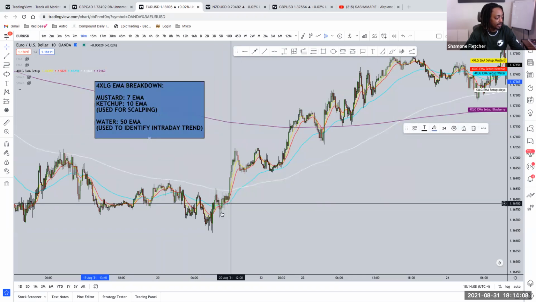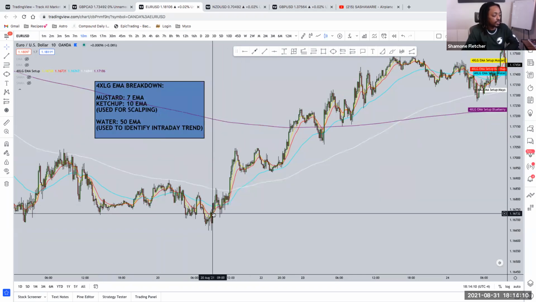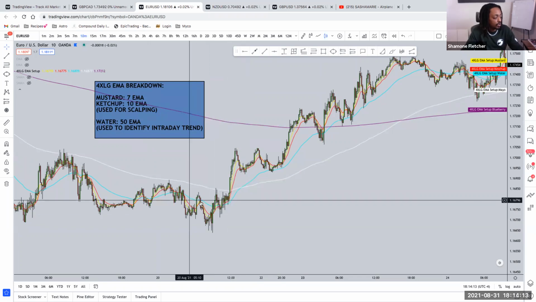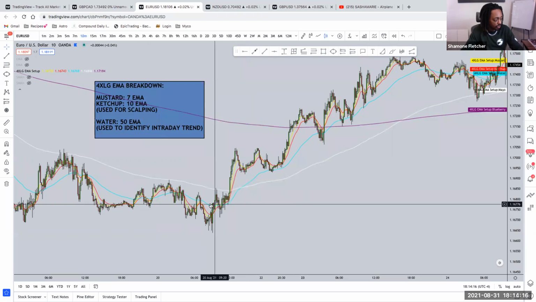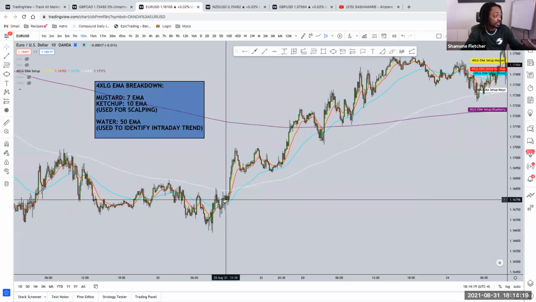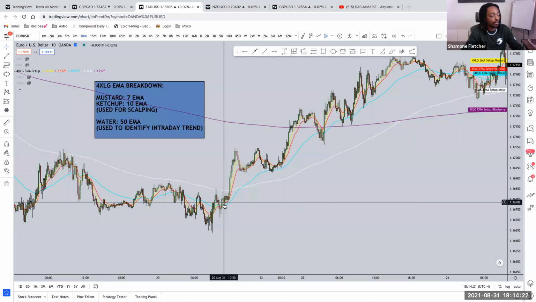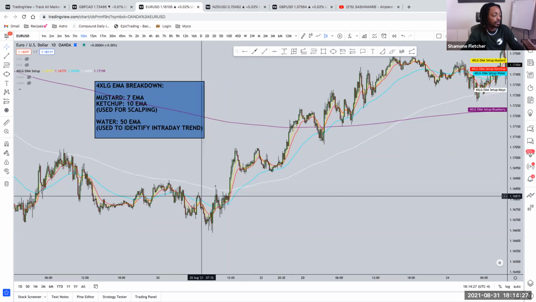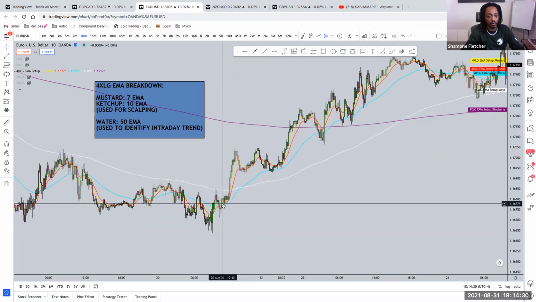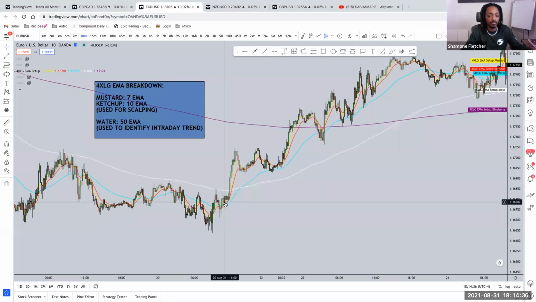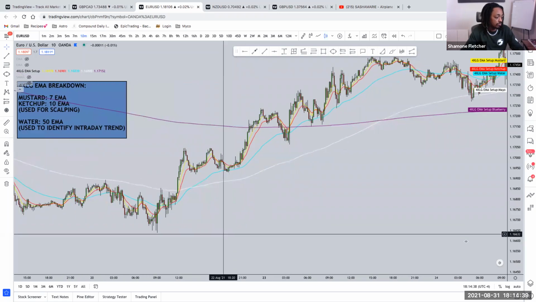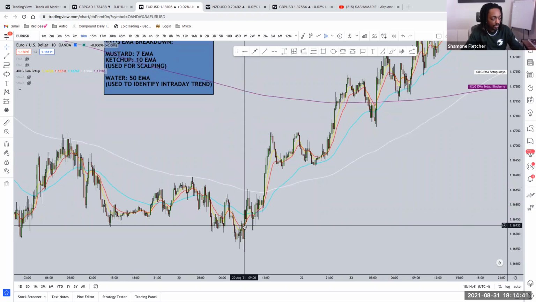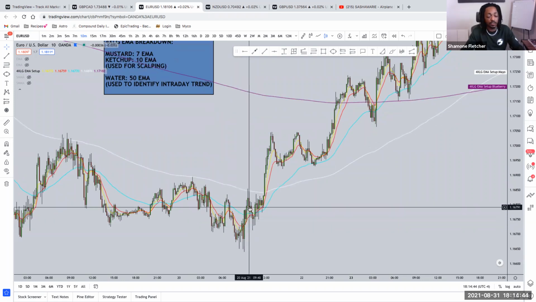If we are in this area and we see mustard and ketchup crossing for the buy, we also see that water is here as well. We are above water. On a 10-minute time frame, this is telling us that we are now above the overall trend for the intraday time frame. So as ketchup and mustard cross for the buy and we're above water, it's just another confirmation to enter the trade.